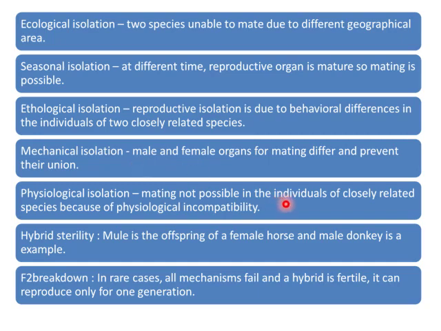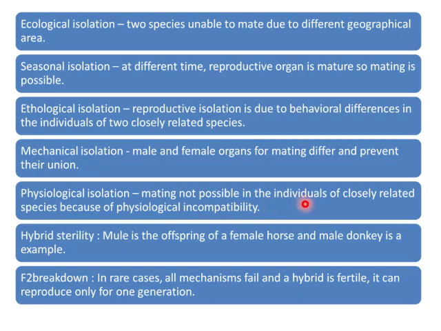Next one is physiological isolation, in which mating is not possible because individuals of closely related species have different physiological behavior, and their physiological behavior is incompatible with each other.